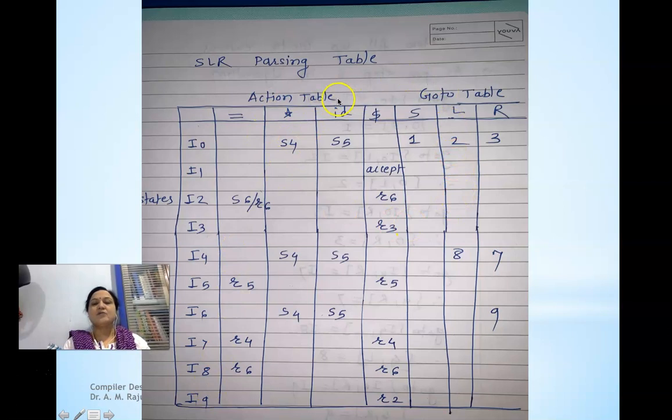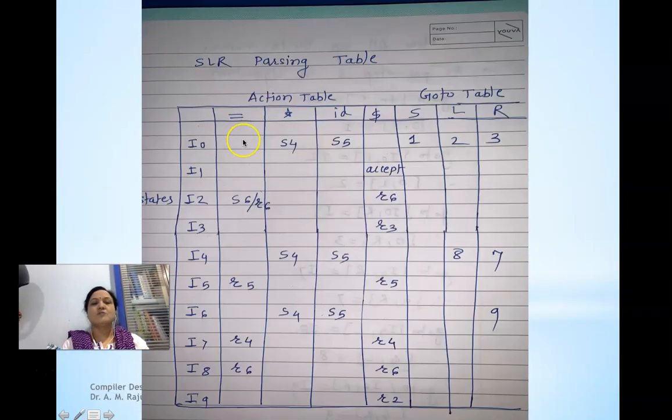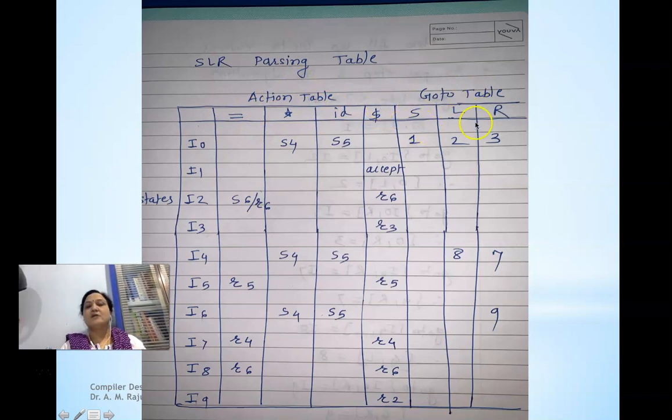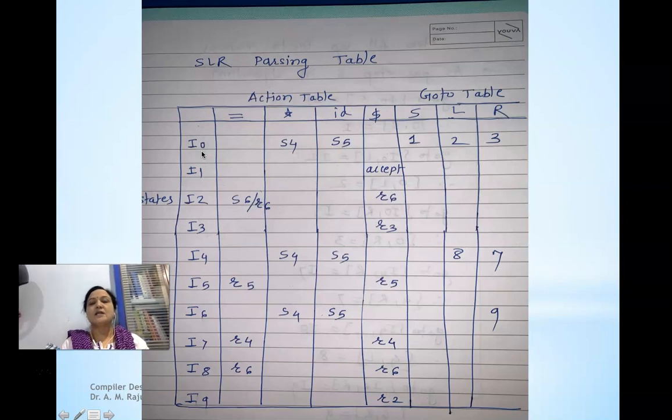The whole table is divided into the action and go to table. For action, the columns indicate the terminals. How many terminals are there in the grammar? We have equals, star, ID. These are the terminals. So the columns of the action table will be equals, star, ID and dollar, because dollar is the end of the parsing, which is followed by the start symbol of the grammar. So once this action table is over, in the go to table we have the columns equal to the number of non-terminals of the grammar. So the non-terminals of the grammar are S, L and R. We are not going to consider S dash here, because S dash is an augmented production, which is not the original production. So S, L, R are in the go to table.